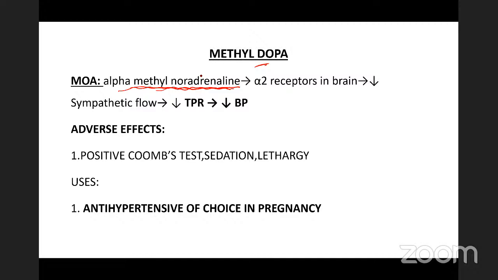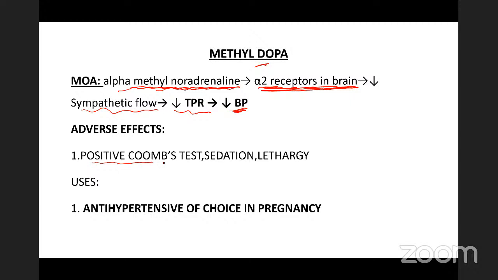When it is released, it acts on the alpha 2 receptors in the brain. We know whenever it activates the alpha 2 receptors in the brain, it decreases the sympathetic outflow. So whenever the sympathetic outflow decreases, the adrenergic drive to the heart as well as the blood vessels decreases. The heart decreases the cardiac output, decreases the BP, and in the blood vessels it decreases the total peripheral resistance, ultimately leading to decreasing BP. Okay, this is the antihypertensive mechanism of methyl dopa.